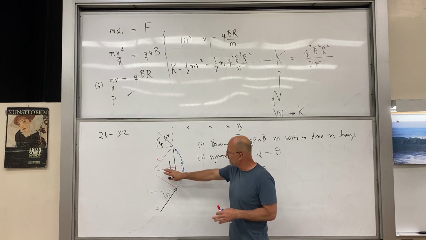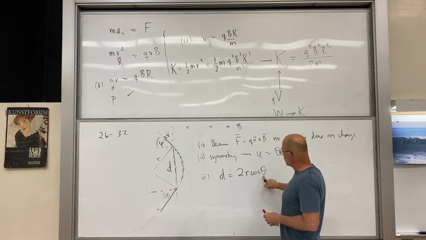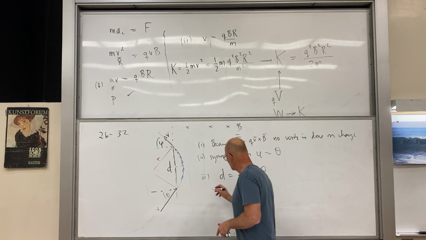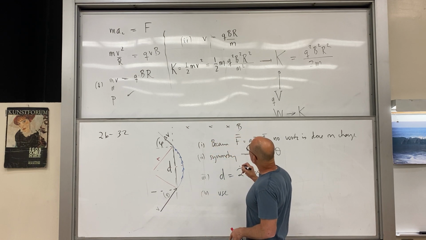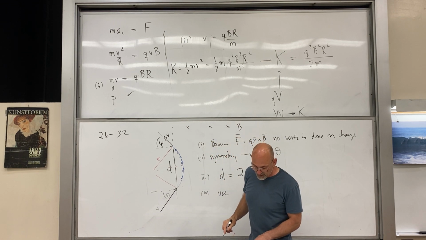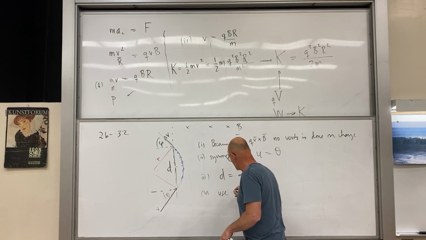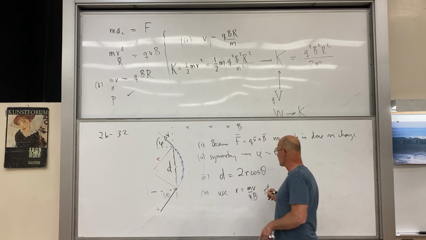Yeah, so I labeled a bunch of different angles. 2r cos theta, and then that actually does the trick. Everything else follows. Then you can use our expression from up there: V is equal to qBr over m, r is equal to mV over qB, etc. And it comes out.